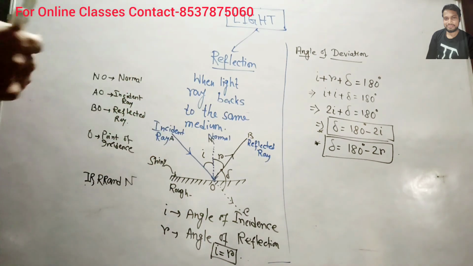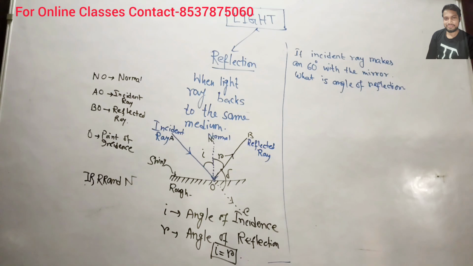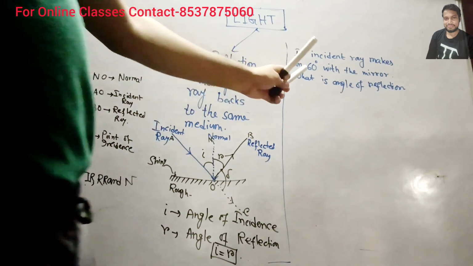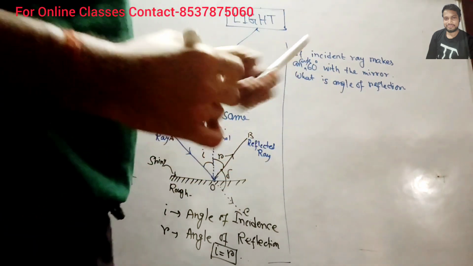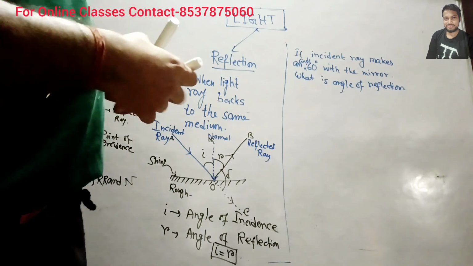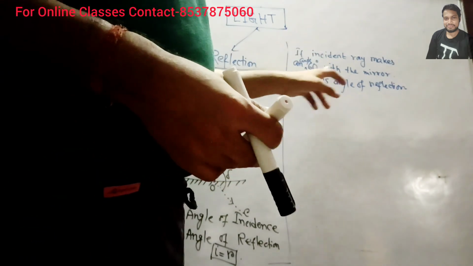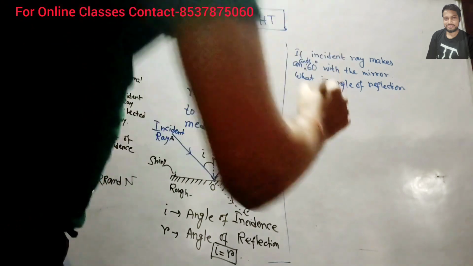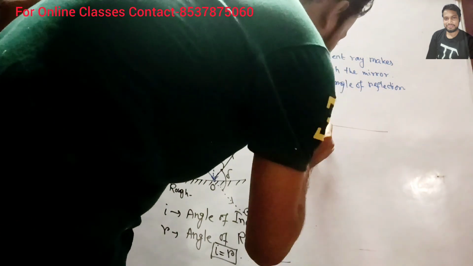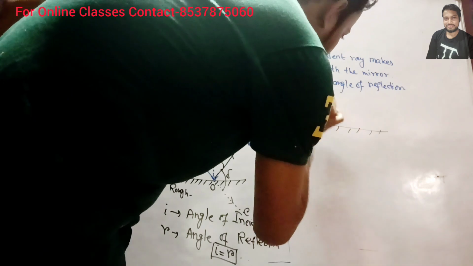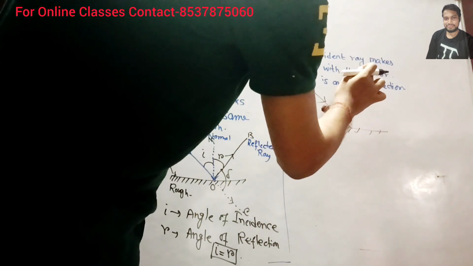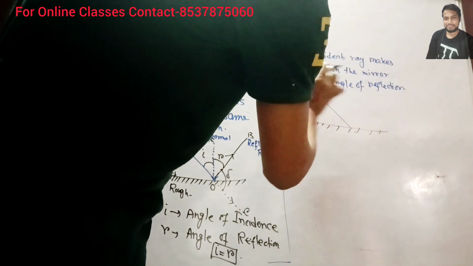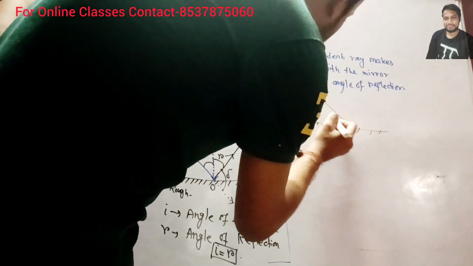Now we will solve some basic numericals. If an incident ray makes an angle of 60 degrees with the mirror, what is the angle of reflection? We have to remember that this is the angle with the mirror. The figure will be like this. This is the mirror and this is the incident ray, and the angle formed between the mirror and the incident ray is 60 degrees.